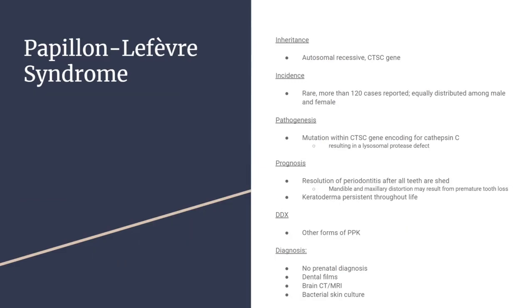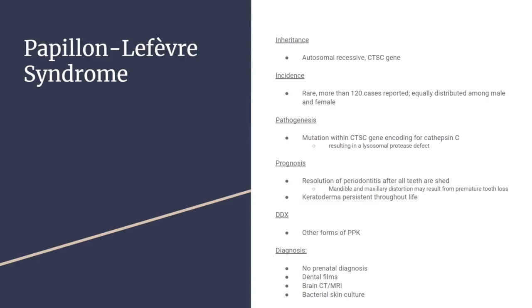The mutation here is in the CTSC gene. It's a rare disease. The CTSC gene encodes for cathepsin C. Cathepsin C is a part of the lysosomal protease pathway, so that ultimately is a deficit in that pathway.